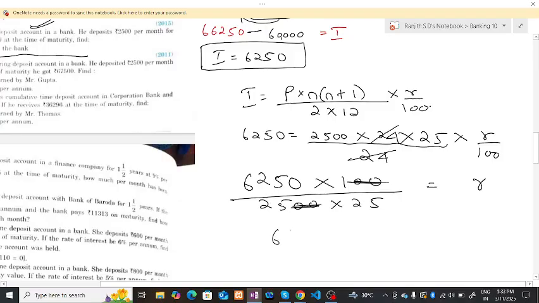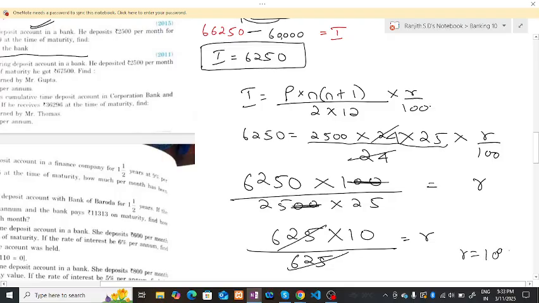See, 625, I'll write it as 6,250. I'll split it as 625 into 10. Denominator 25 into 25. 25 square is 625. They will get cancelled. R is equal to 10%. All of you got 10%? Yeah, 625 goes 10 times in 6,250. R is 10.